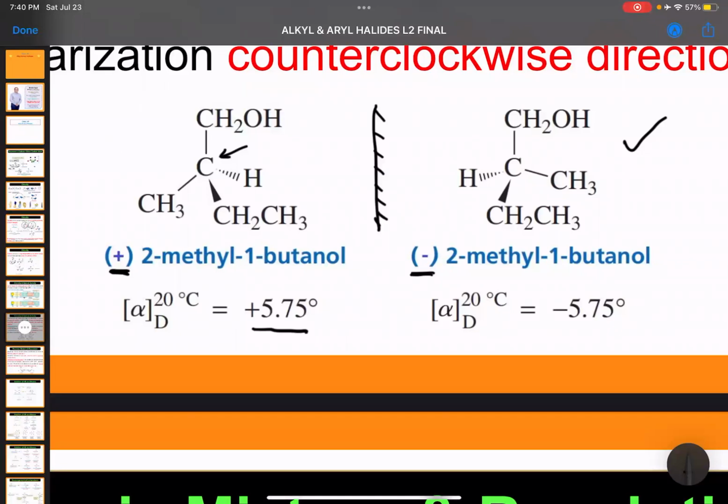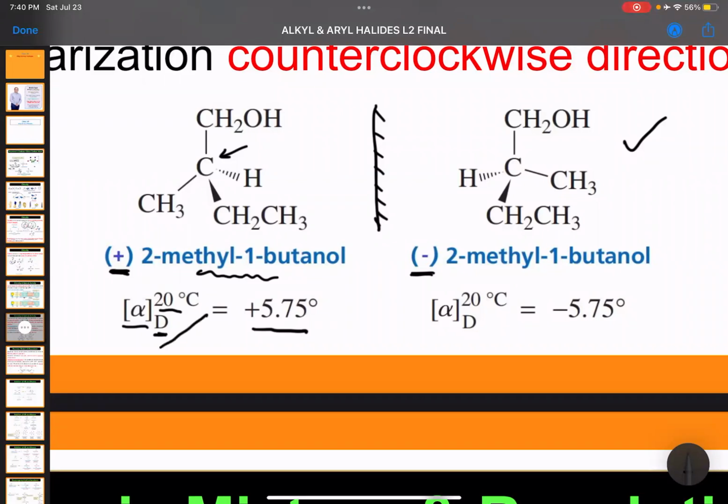So the plane of polarization which is coming like this, once it has passed through this molecule, once it is filled into that polarimeter tube, the plane of polarization will rotate clockwise by 5.75 degrees. This is known as specific rotation. This is the temperature of 20 degrees, and this is the wavelength of sodium light, which is represented by capital D. But this doesn't matter.